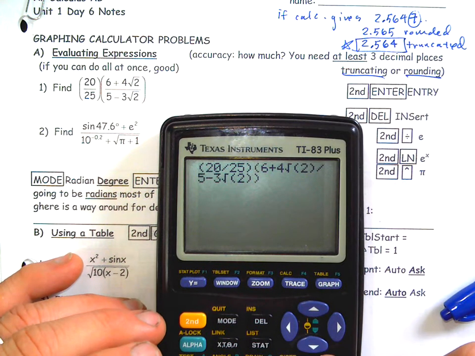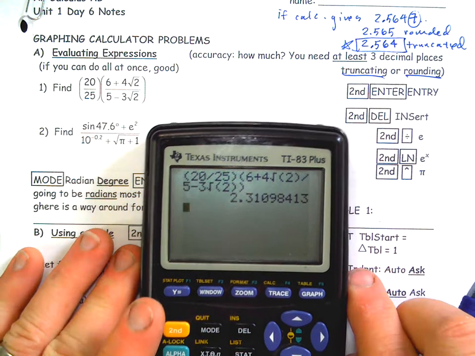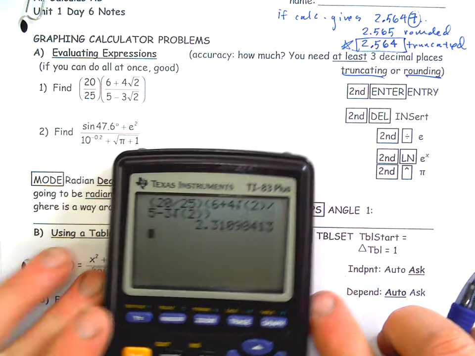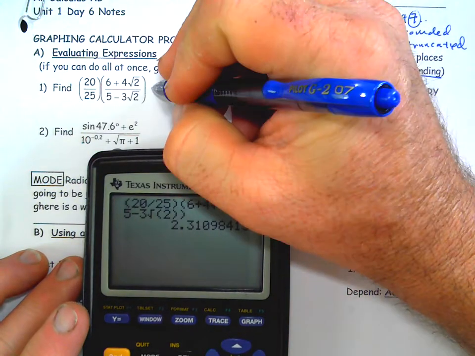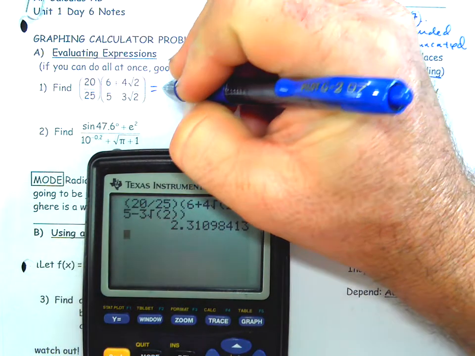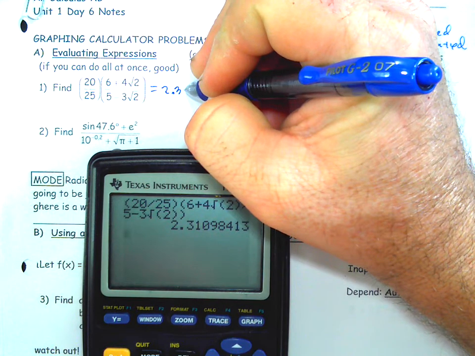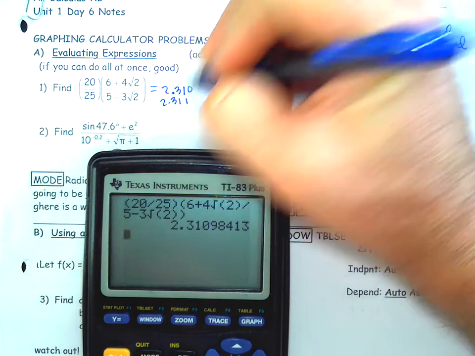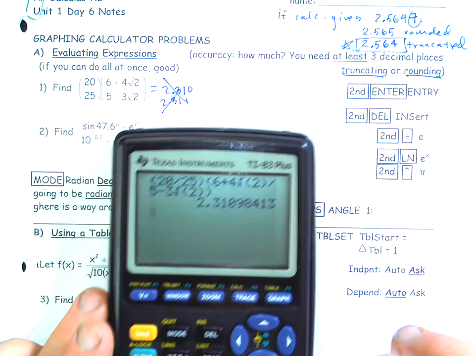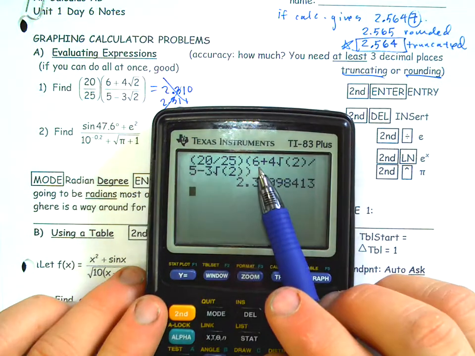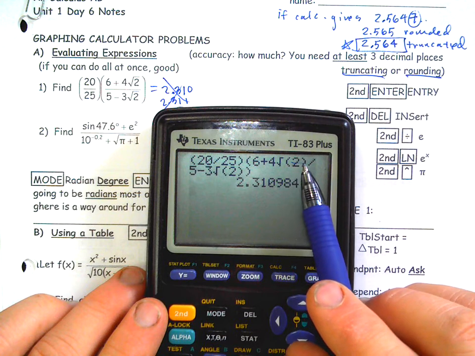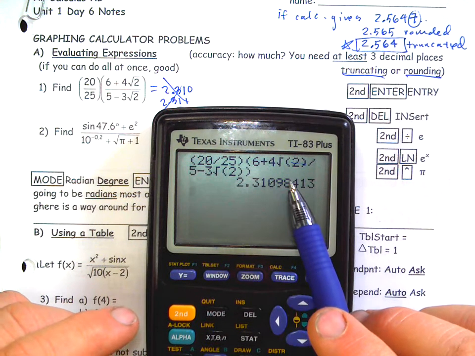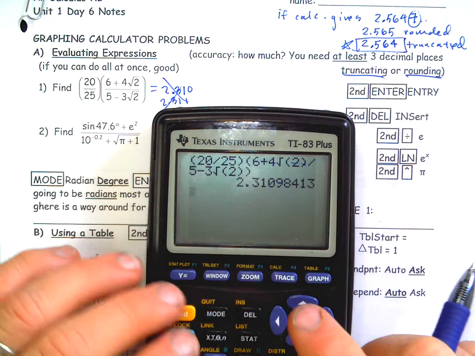Now, if I hit enter, it gives me this answer. And I think there's some things wrong with this. So I got 2.310 or 2.311, but that's wrong. Because what it's doing is it's doing this, and then I think the top we don't have to put parentheses around it because it should be doing left to right. We definitely need parentheses around the bottom.